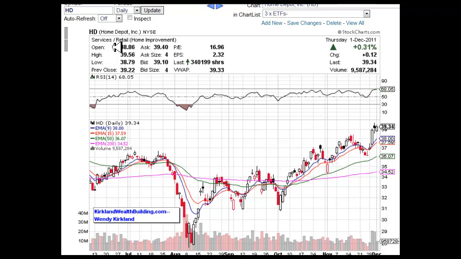Going down the left-hand side, open is the price of the stock when it opened this morning. High is the highest point that it reached during the period of the day. Low is the low point of the day, or up to that point in the day. This could be a chart that you're looking at at 3 o'clock in the afternoon, and it would be the low point to that time. Previous close is what it closed at yesterday.